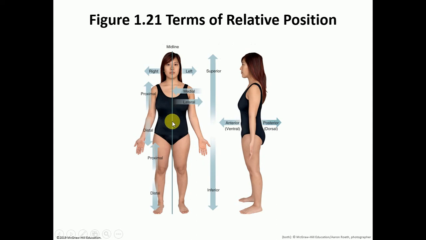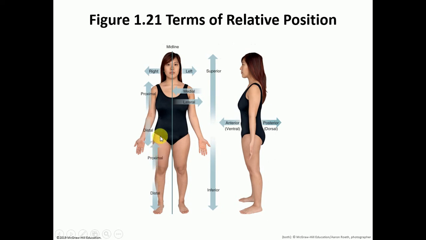Now, proximal and distal would be your closeness or proximity to the trunk. So the closer you are to the trunk is proximal. Further away from the trunk is distal. So I'll give you an example. If you compare the hip joint to the knee joint, think for a minute, which one is proximal and which one is distal? If you said that the hip joint is proximal and the knee joint is distal, you are correct. Okay, so proximal is closer to the trunk, while distal is further away from the trunk.